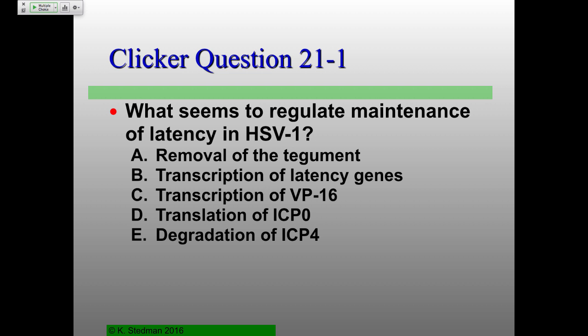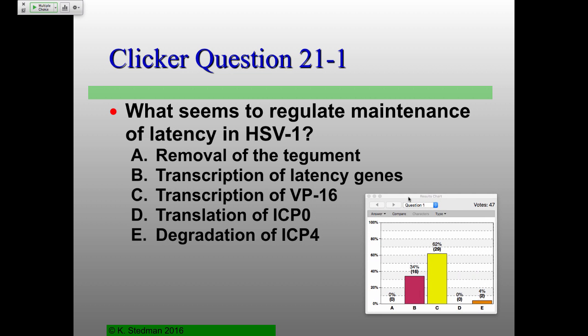No beluga whales this time. So maybe I told you something wrong when I said, if in doubt, answer VP16. Because VP16 transcription is only going to happen when? Late. Because this is what's going to be made into going into the tegument and being part of the final structure of the virion. So it's only going to be very, very late, and actually when you're producing virus particles. So it can't be VP16.